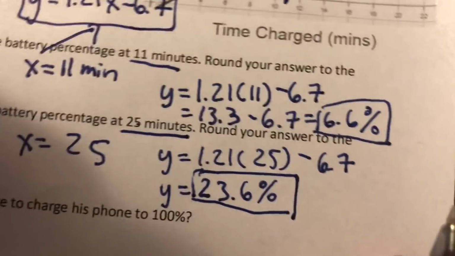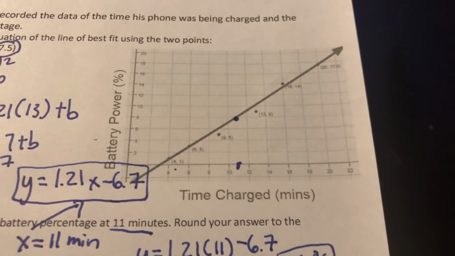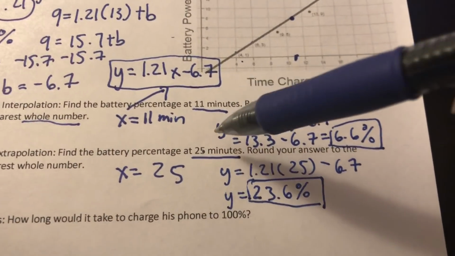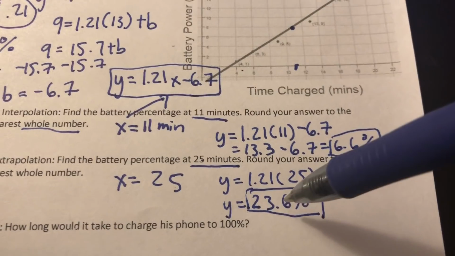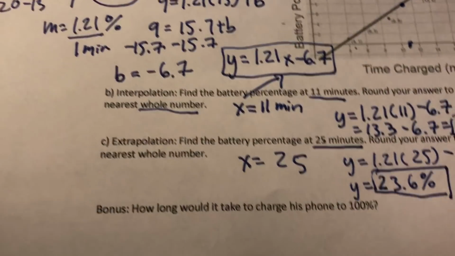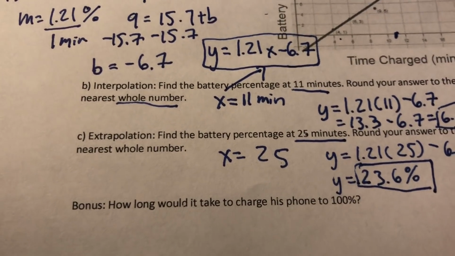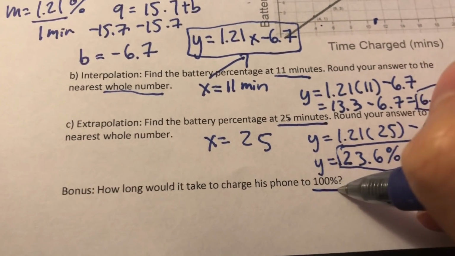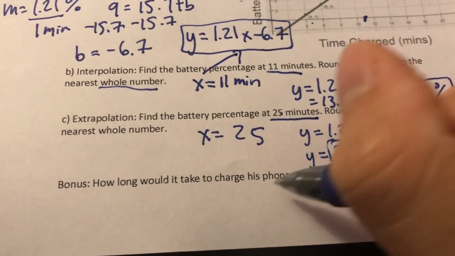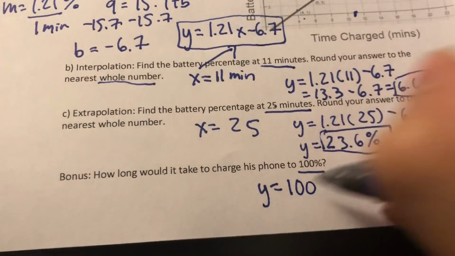Now let's check with our graph. I guess we can't really check with our graph, right? Because it goes outside of the data points, but that sounds about right. At 25 minutes, my battery percentage will be around 23.6%. That sounds pretty realistic. Ooh, bonus question. How long would it take to charge this phone to 100%? So for problems like this, 100% is actually my y value. So my y is equal to 100.